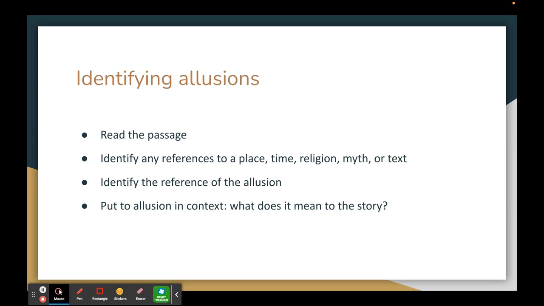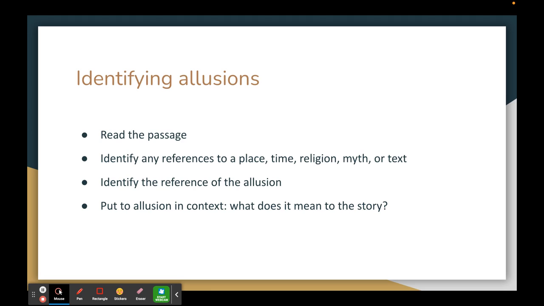Now, identifying illusions can honestly be a little tricky. You will first need to read the passage in its entirety. That's always going to be your first step. And as you're reading, you'll want to make a note of any random proper nouns or comparisons that might seem a little out of place.